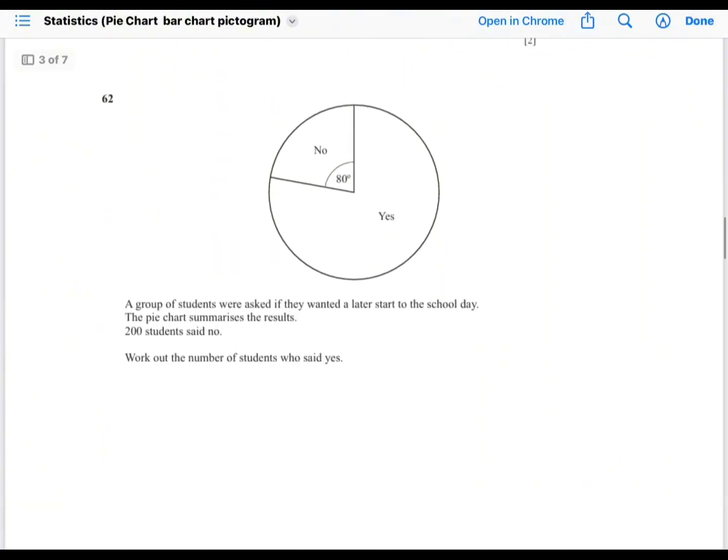Now we have another question related to pie charts. A group of students were asked if they want a later start to the school day. The pie chart summarizes the result. 200 students said no. Work out the number of students who said yes. You can see that they have given the percentage of students who said no, and they have given the value as well. We need to find the number of students who said yes.